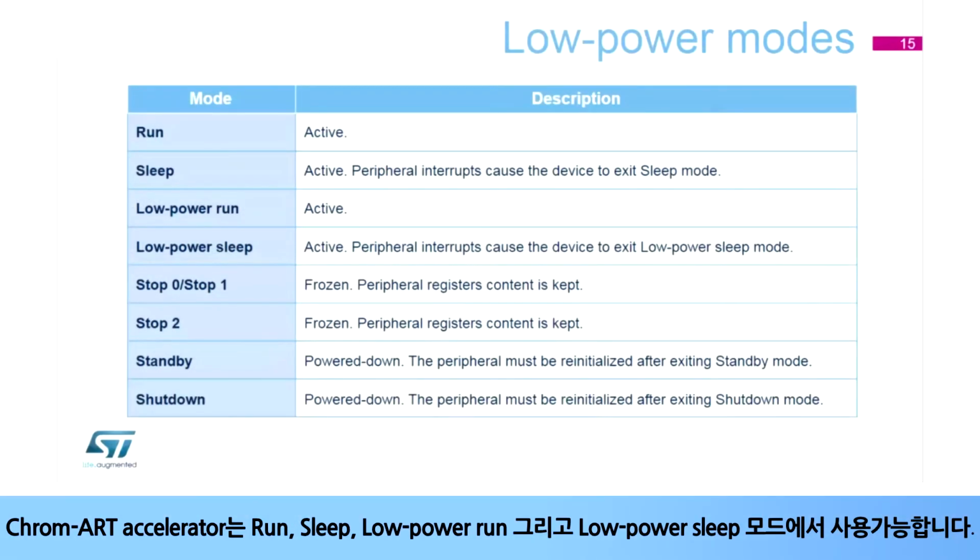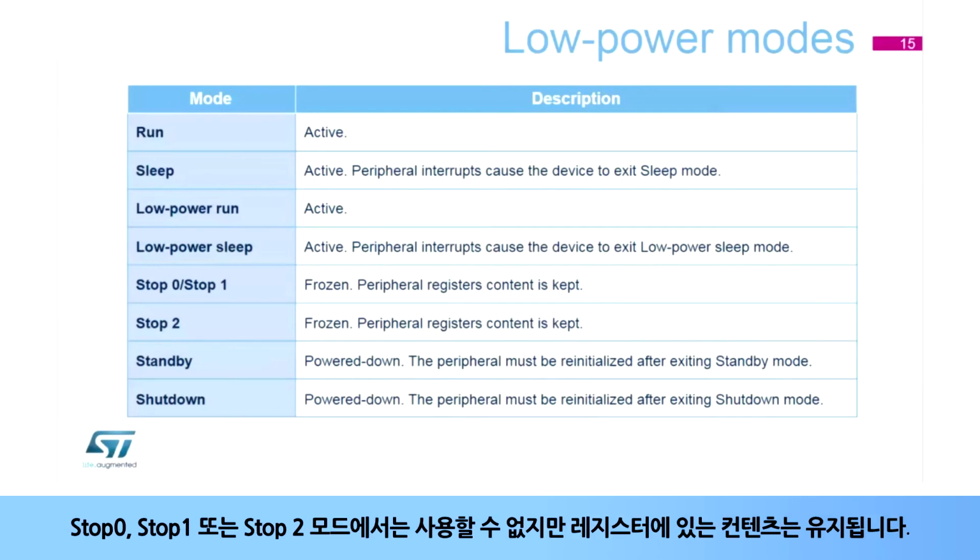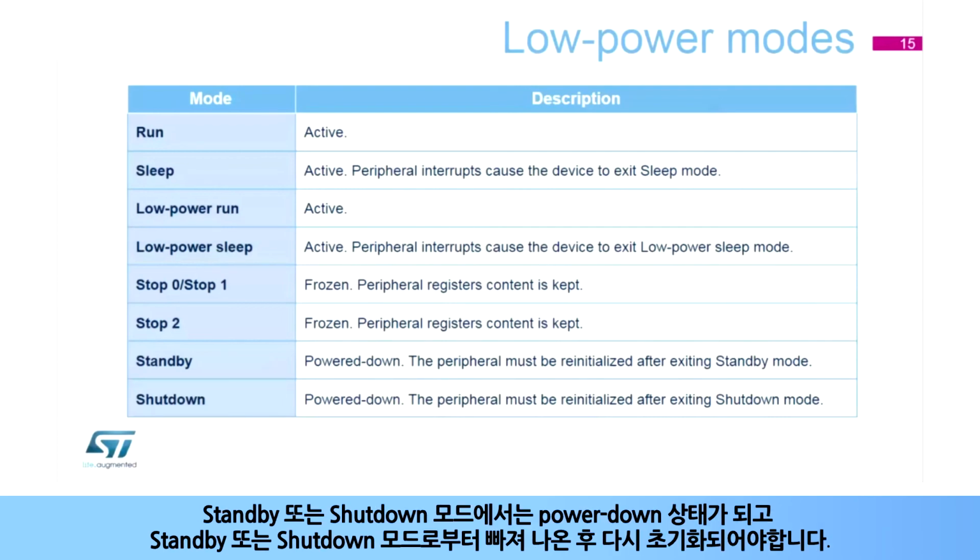The ChromART accelerator is active in run, sleep, low power run, and low power sleep modes. In stop 0, stop 1, or stop 2 modes, the ChromART accelerator is not available, but the contents of its registers are kept. In standby or shutdown modes, the ChromART accelerator is powered down and must be reinitialized when returning to a higher power state afterwards.